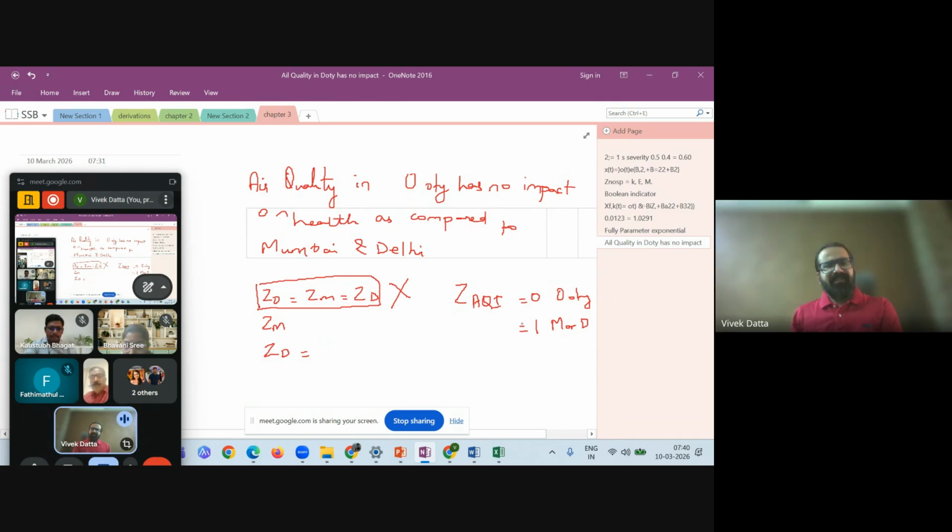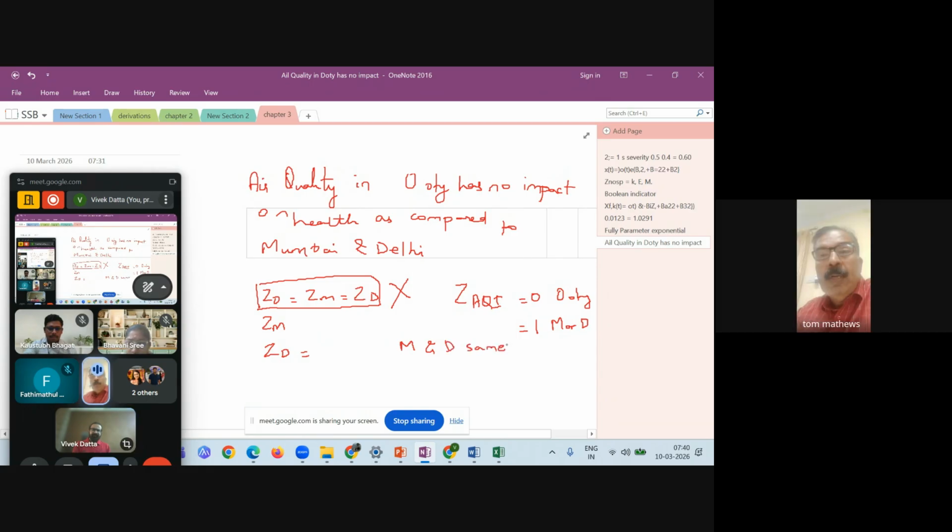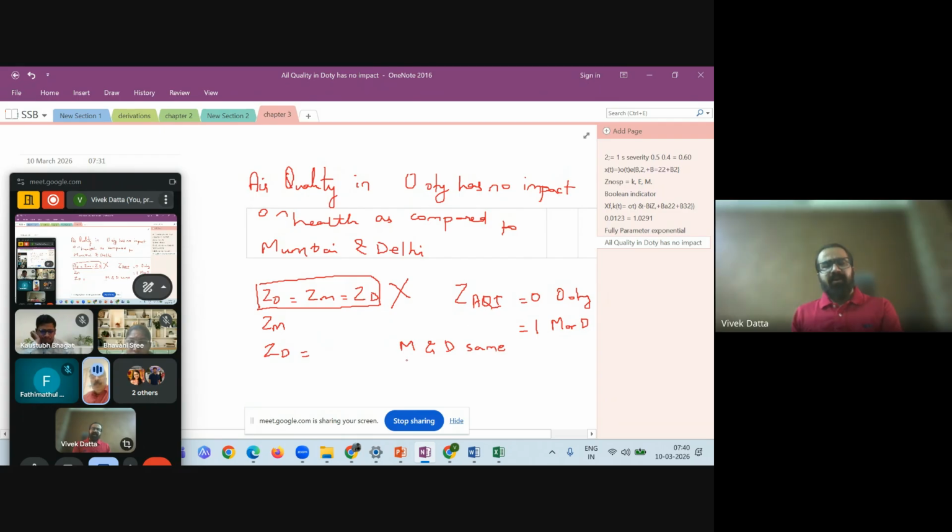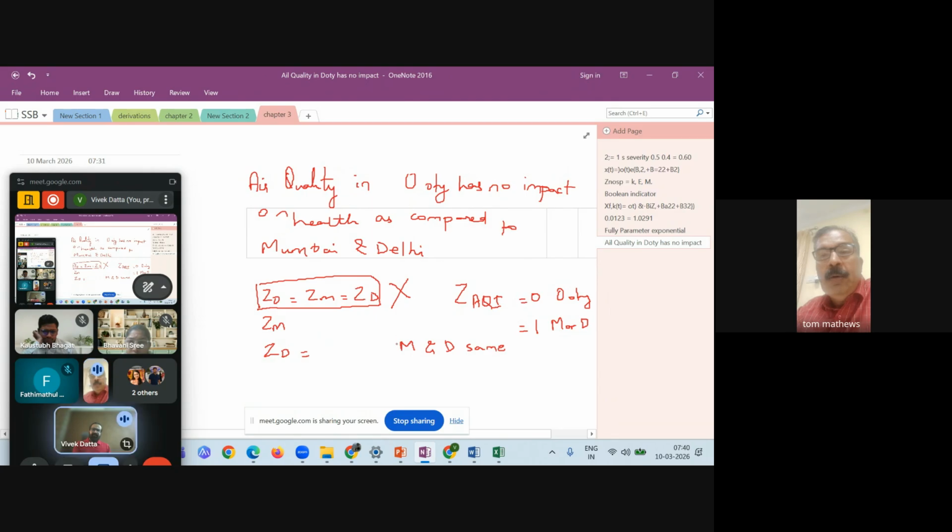Now, isn't this telling me that Mumbai and Delhi have the same impact? Yeah, then we have to go for qualitative, like the Likert scale for Mumbai and Delhi. Or else we have to go for qualitative characteristics. If we consider only Ooty and Mumbai and Delhi together, then 0 and 1 only. Otherwise, we have to go for the Likert scale for Mumbai and Delhi.